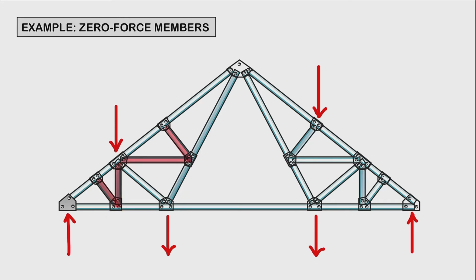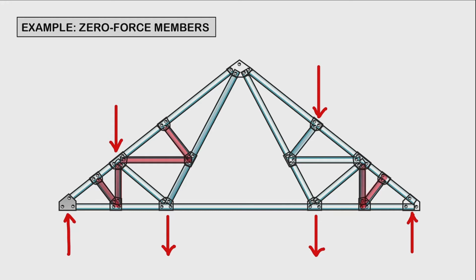What else? We could go to this joint. We have an applied load, therefore we can consider that this one. So no applied loads, no support reaction, two collinear members. The third member is going to be a zero force member. And then at this joint, we have two collinear members. No applied loads, no support reaction. This one is going to be a zero force member as well.